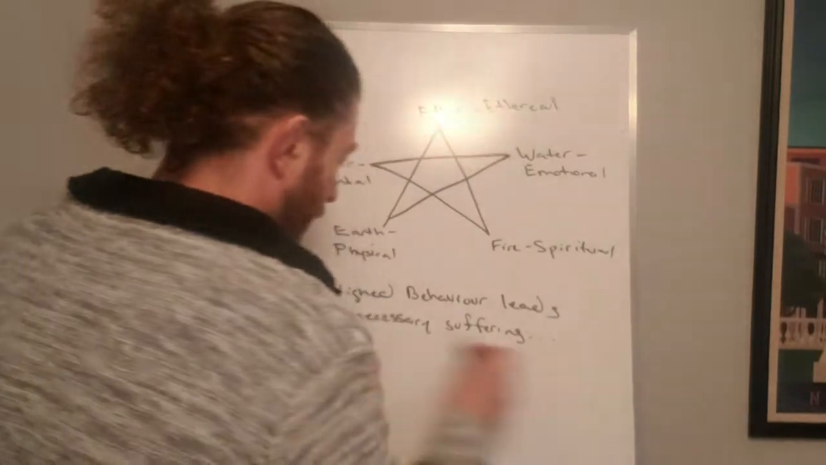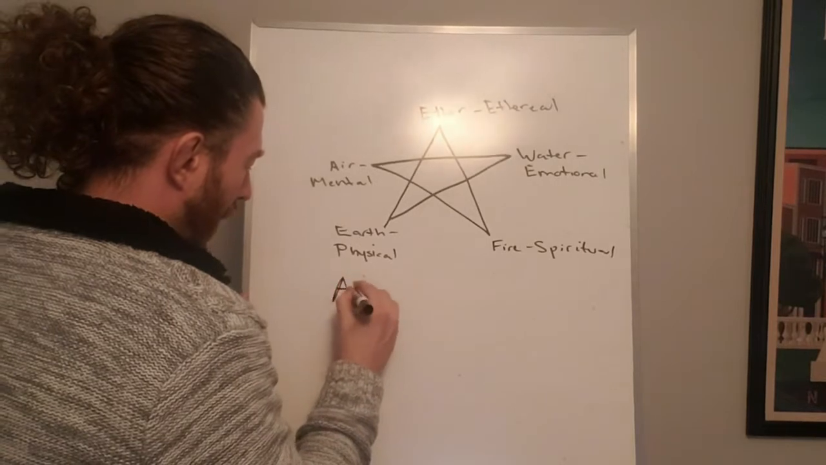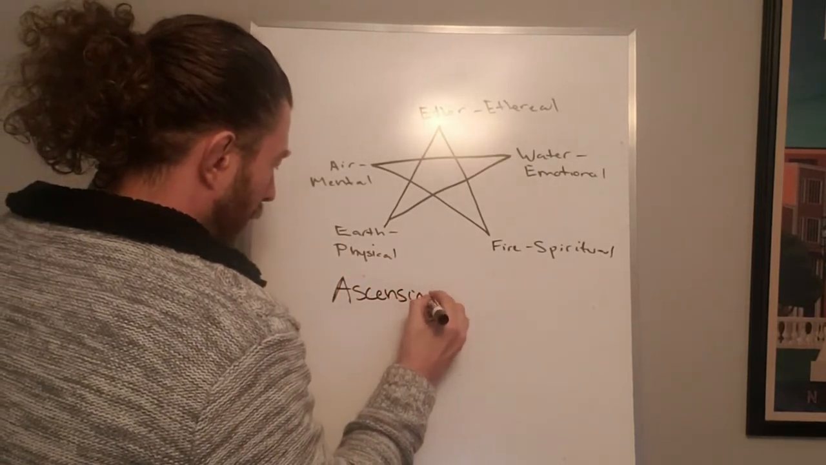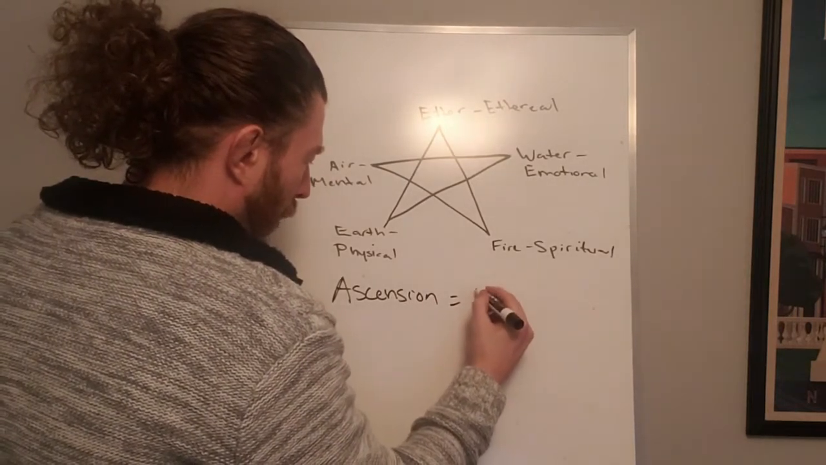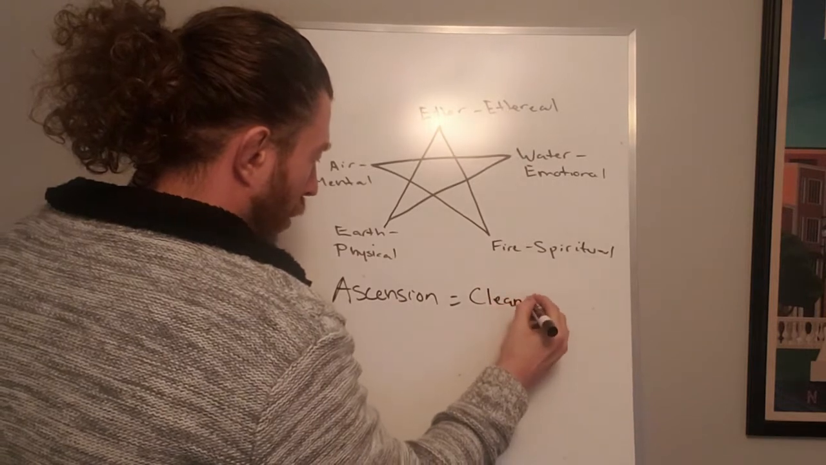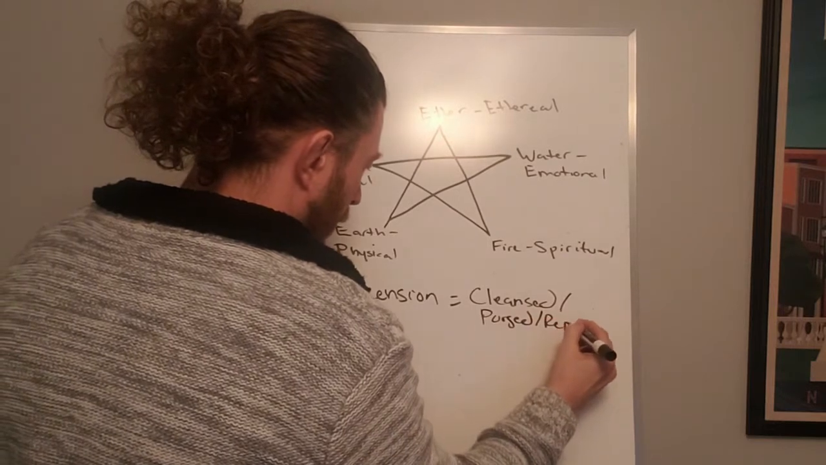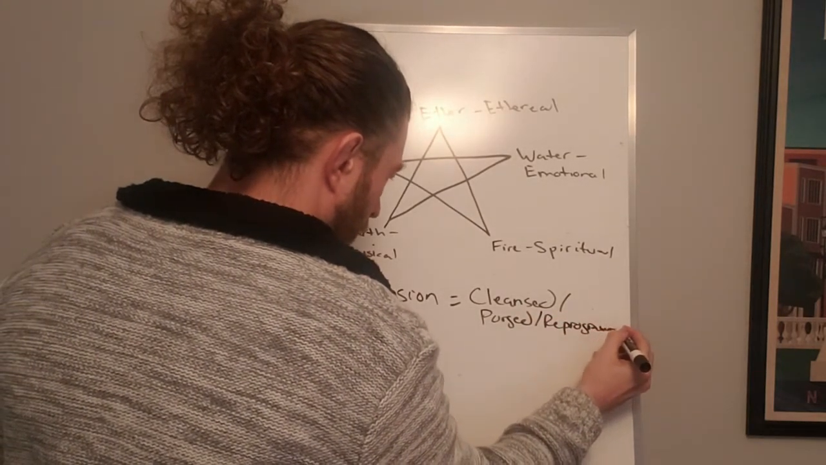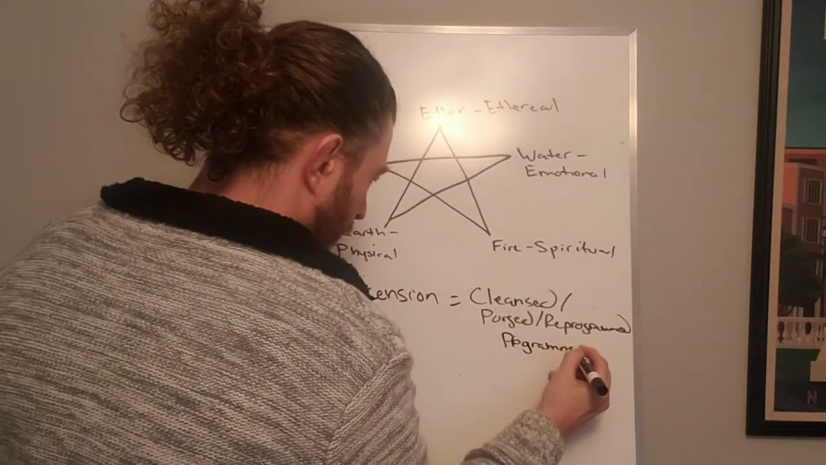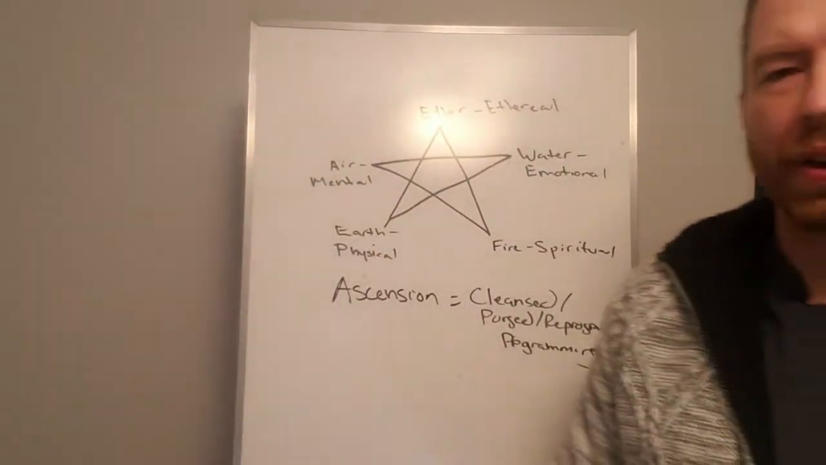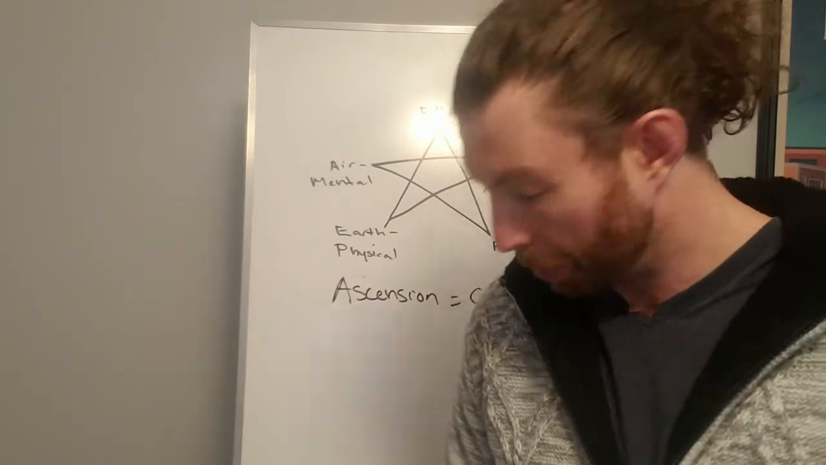So ascension, which you'll learn in a moment, and I'll get into the stages very soon. Ascension is when our external world and our internal world become one. So ascension is when we've cleansed, purged, reprogrammed, and upgraded all of our misaligned programming.